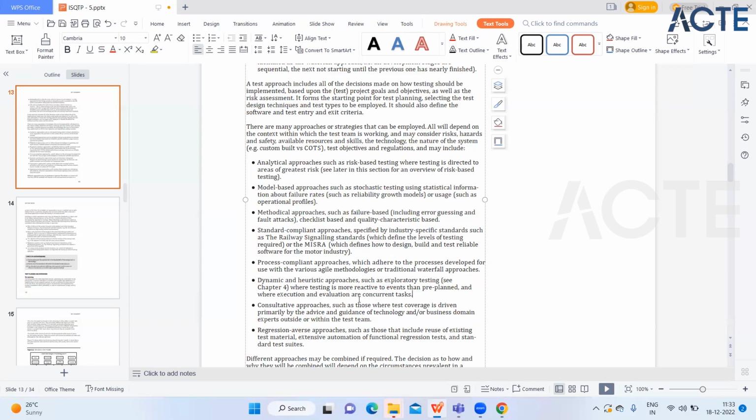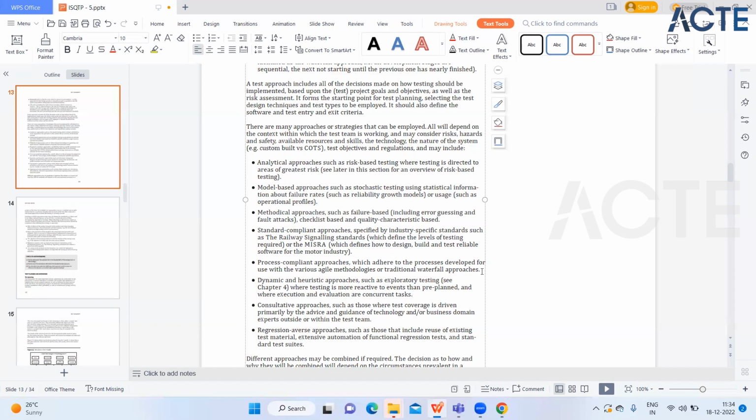Okay. Now another one is this process compliant, which adheres to the process developed for use with the various agile methodologies or traditional waterfall approaches. Now, whatever process we are following, for example, whether we have to choose this agile methodology or the waterfall approach for the project, for that we are just using this process compliant, as the name suggests, what process we have to follow, agile or waterfall.